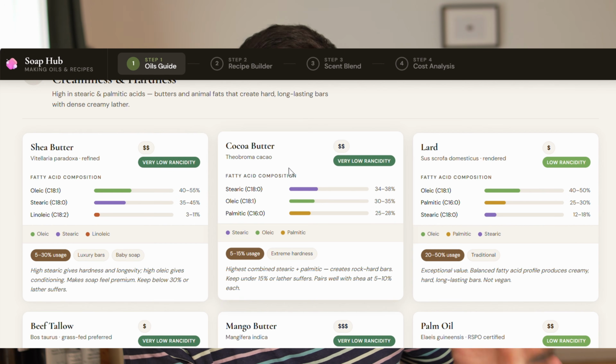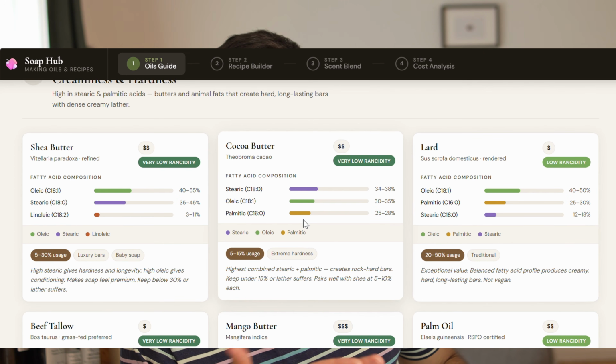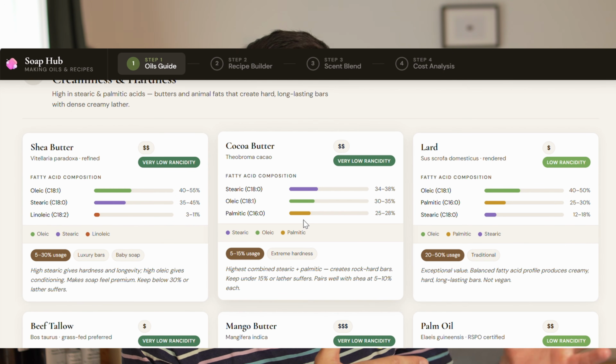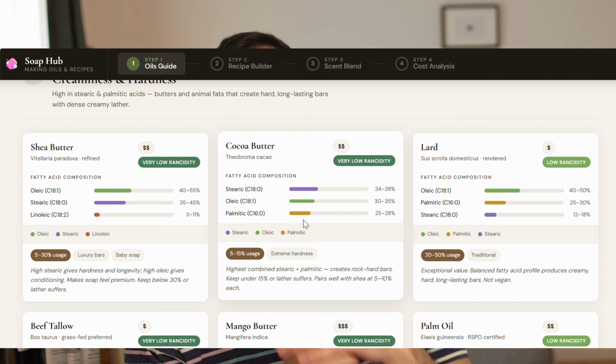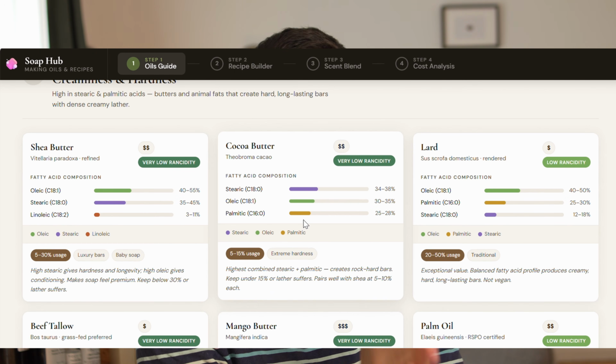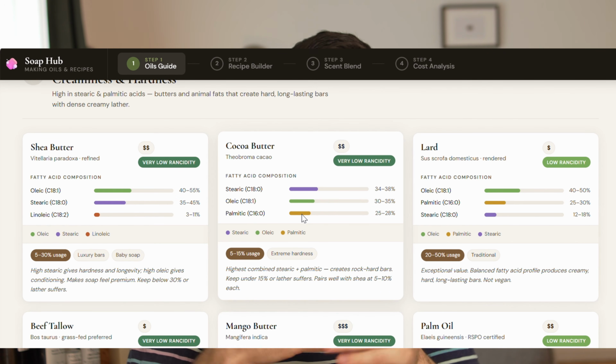Now, cocoa butter is another ingredient. It's slightly different than shea butter because cocoa butter, as you will see, also contains palmitic acid. I used to use cocoa butter a lot in my soaps until my supplier stopped supplying it. There were some problems with the supply of cocoa butter in 2025, so I had to switch all of my products from cocoa butter to shea butter. So cocoa butter has palmitic acid, and that actually leads to a more stable lather and more long-lasting lather.